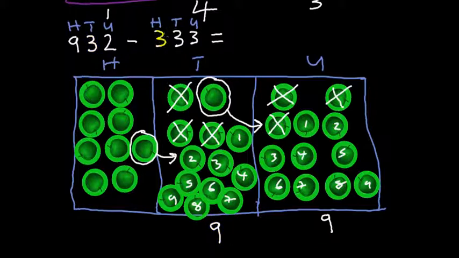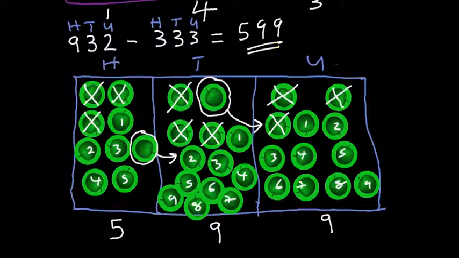9 apples are left. Okay, now I want to subtract 3 from the hundreds column: 1, 2, and 3. How many are left? 1, 2, 3, 4, and 5. So the answer is 599. Subtraction using the counting board. Practice, practice, practice on your own so that you can get used to the skill. Thank you for watching.